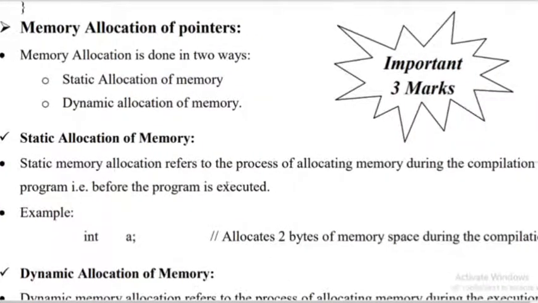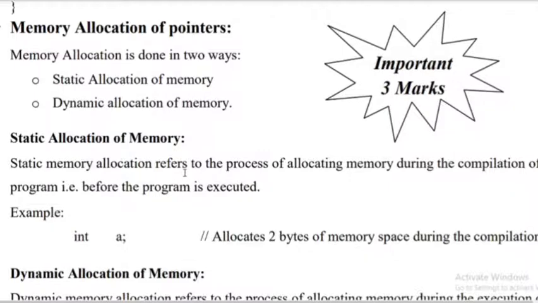As the name suggests, static memory allocation refers to the process of allocating memory during the compilation of the program. As you know, in order to run any program successfully, we need two parts, that is compilation and run. After successful compilation, we can run the program. In the compilation part, it checks whether there are any errors or not. If it is error free, then it moves to the execution part. So what is static allocation here?